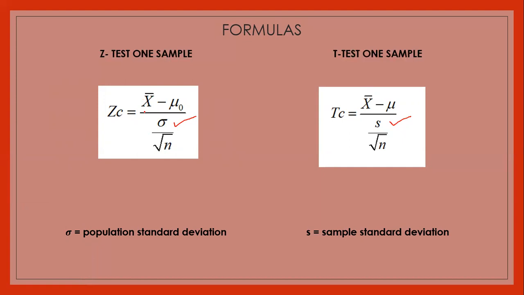Your X bar here, this is the value of your variable. Usually, that is given in the problem. Your mu here is your population mean. Of course, over ito, yung standard deviation, this is the standard deviation over the square root of n. Your n is the sample size.